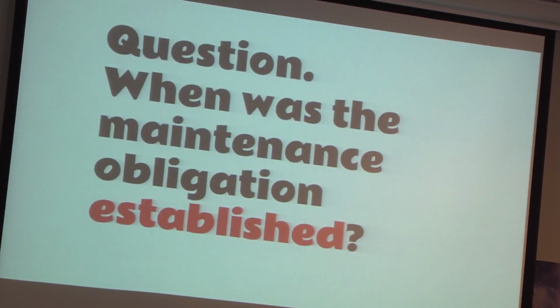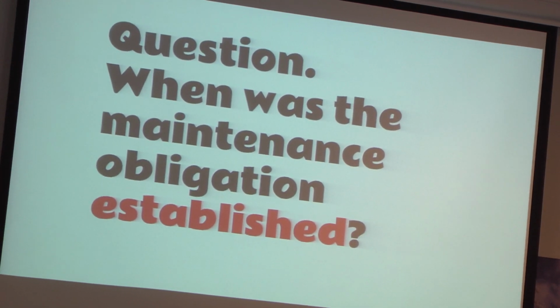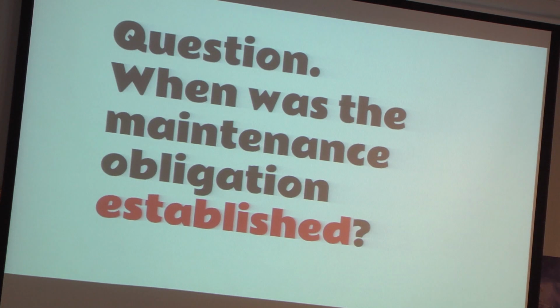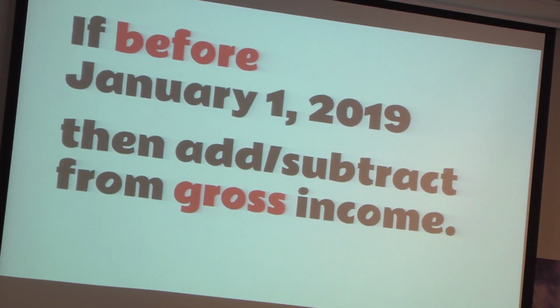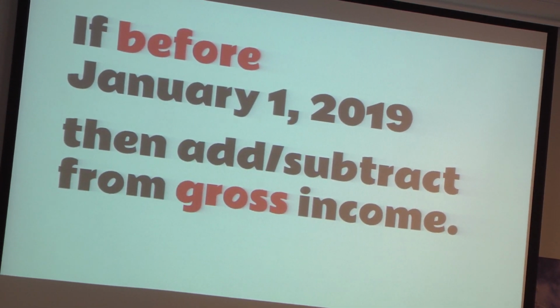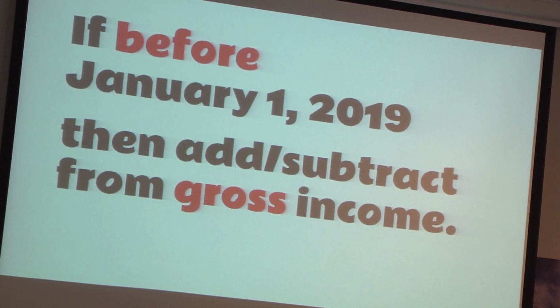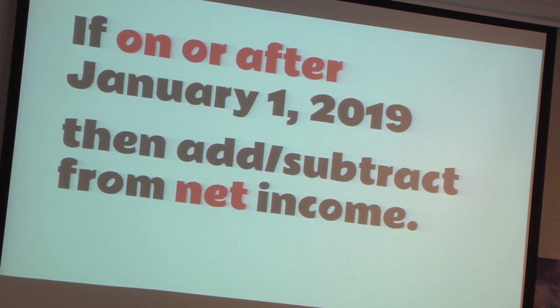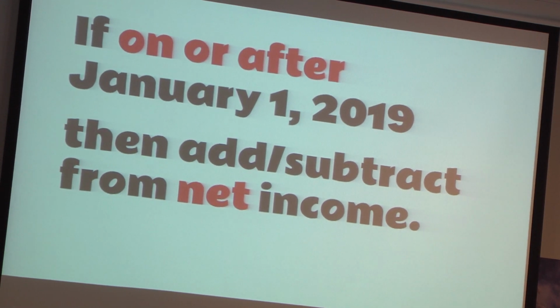And I talked about this really briefly before, but the question you need to ask is, when was the obligation established? Because it really depends on that date. If the obligation was established before January 1st of 2019, you're adding or subtracting from gross income. If it's on or after January 1st of 2019, then you're adding or subtracting from net income.